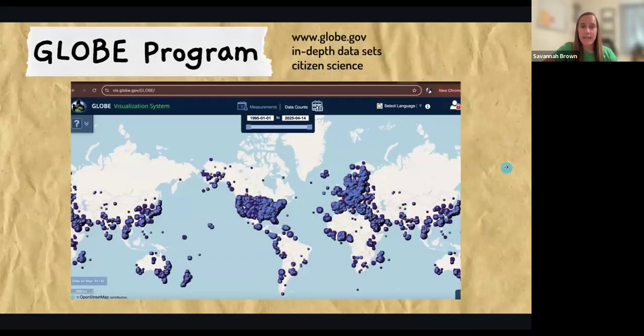So this map is an example of the visualization system on the Globe's website. These dots are all data collection spots, and I think this is just really cool to see that all of these citizen scientists in classrooms and office buildings and anywhere around the world are going outside and collecting information about the world around them for the benefit of everybody.